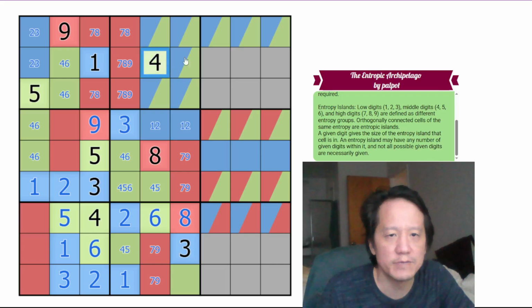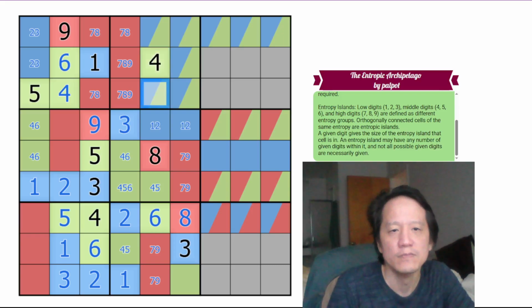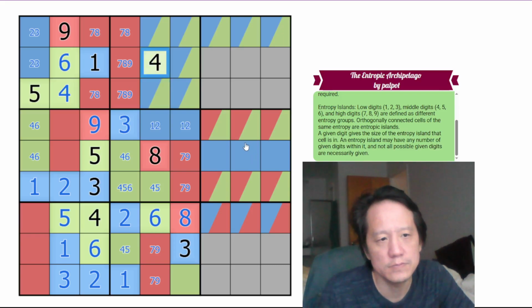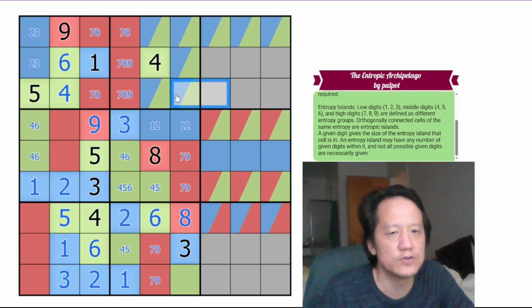So this island must be 4 in size. It cannot just be by itself, so it can't just be those 2. It could go something like that. This 4 eliminates 4 here, so this is 6, which makes this 4. It cannot go this way, because if it goes this way, the problem is there would be 2 middle digits here and another 2 here. That would be 4 middle digits in row 3, which is not allowed.